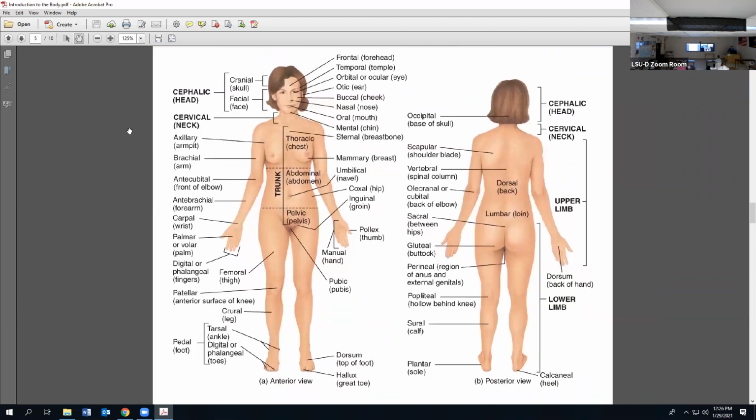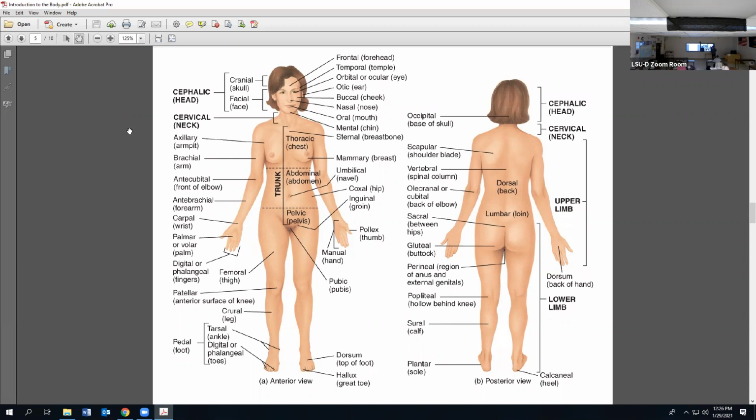Now, looking at these two pictures, you can see a lot of things are labeled, and there are typically either 2 or 3 names, a couple of them have a couple extra names. One is a term you probably know commonly as, like the upper arm, or the head, or the elbow.